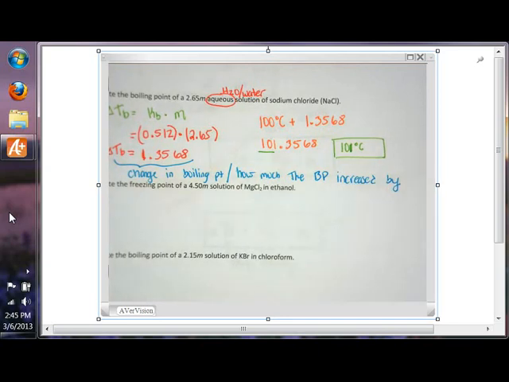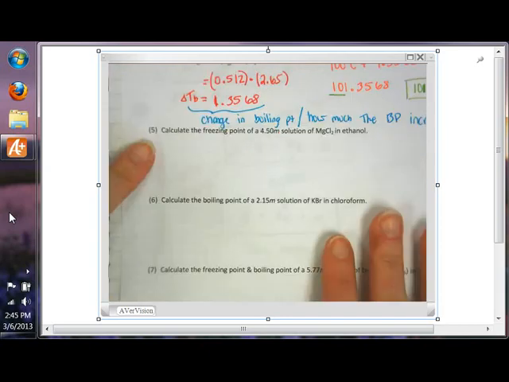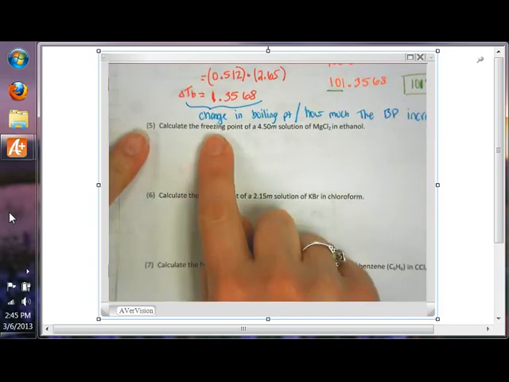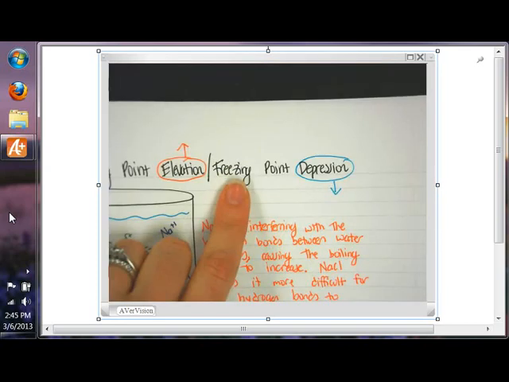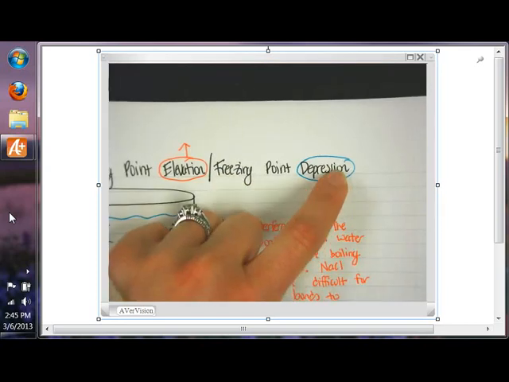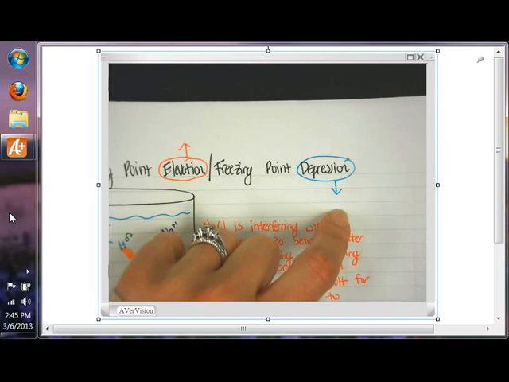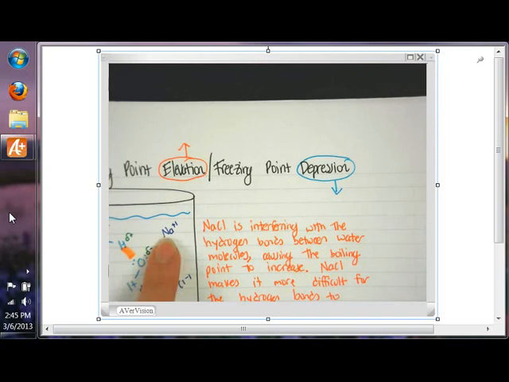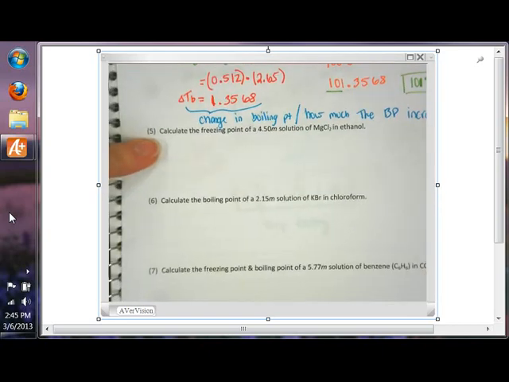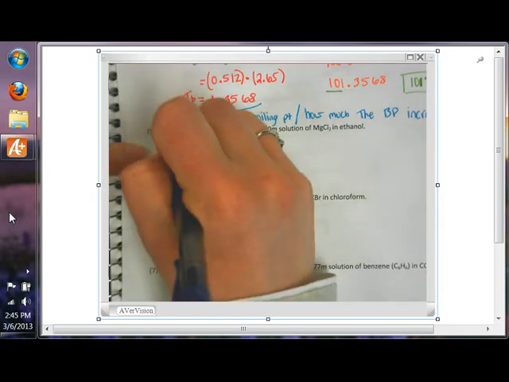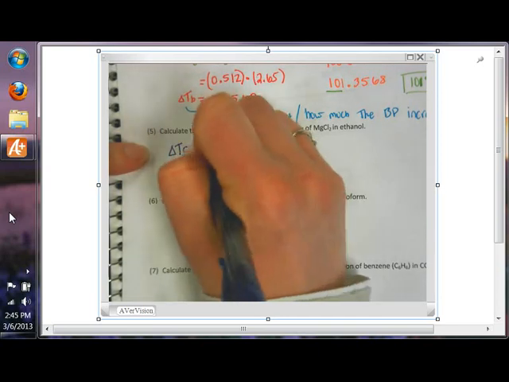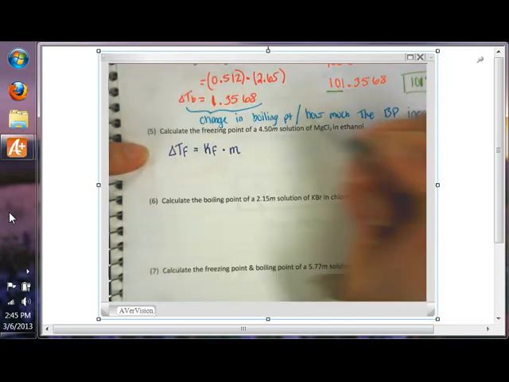Number 5 says to calculate the freezing point. Now in our notes, it says that it's freezing point depression. That means the freezing point is going to decrease when we add sodium chloride or something similar to it. So they want us to calculate the freezing point, so the formula is delta TF for freezing equals KF times molality.